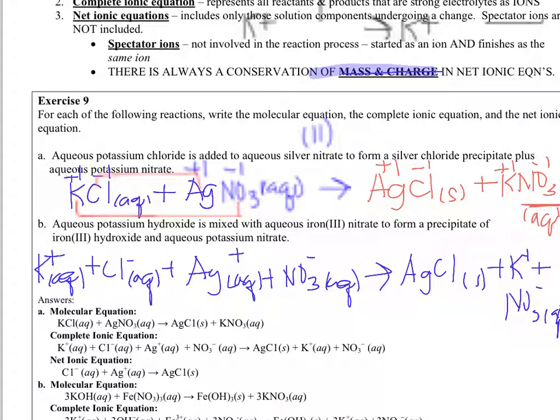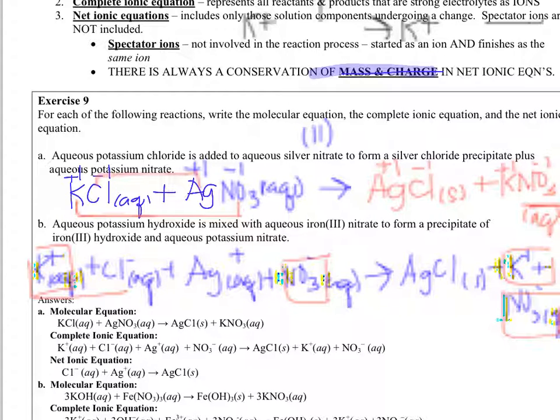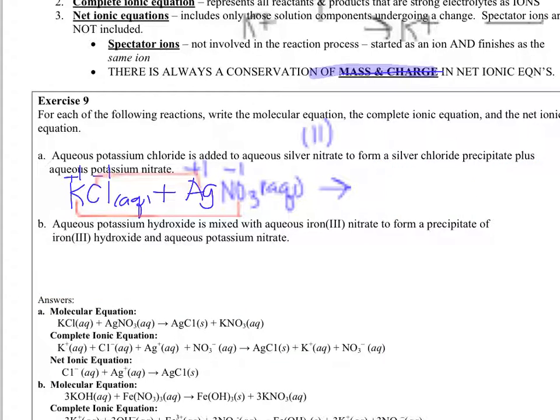Now, all that writing seems like kind of a waste to me. So what's most important, the most important skill, is to be able to write the net ionic equation. Notice that my potassium before and potassium after is exactly the same. My nitrate before and after is exactly the same. So why include them at all if they're just spectating? They're not part of the reaction itself. So we're going to get rid of them and write our net ionic equation.